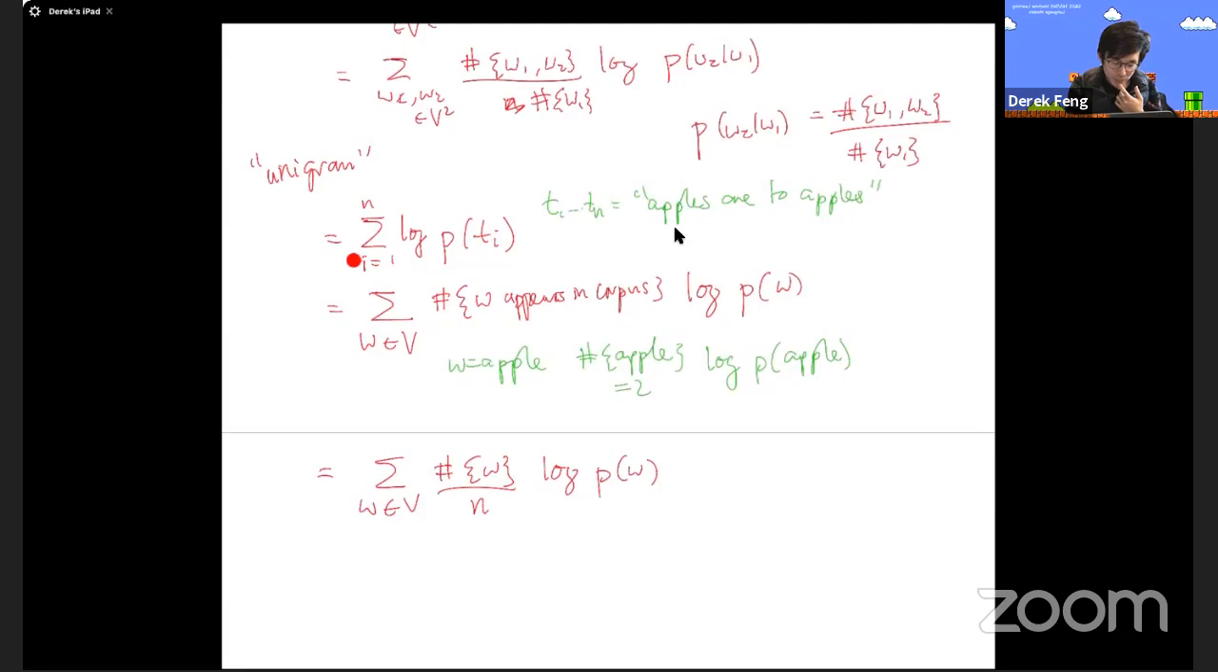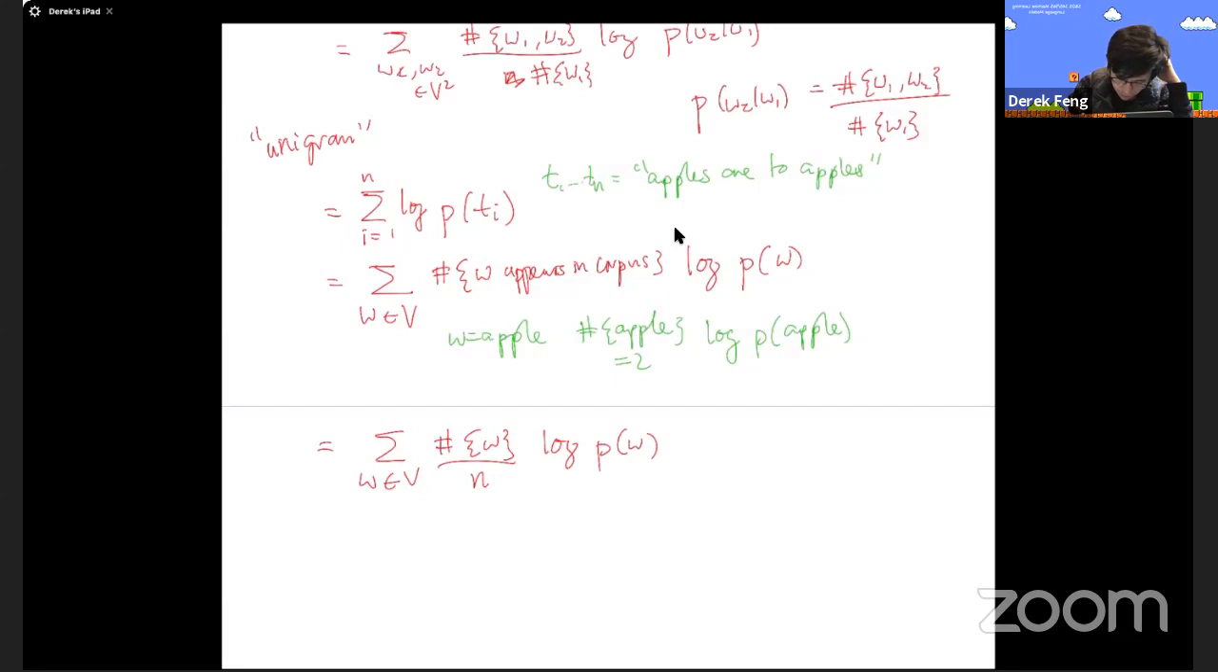Looking at my log likelihood, I can decompose it like this: log of P(apples) plus log of P(are) plus log of P(to) plus log of P(apples). Obviously, I can then collect these two probability statements together. This step is just dividing by N, because that doesn't matter. And then if you look at the optimization, you do the whole Lagrange multiplier thing, the maximizing choice of P(W) here is exactly count of W over N, which is just the frequency of W in my corpus.